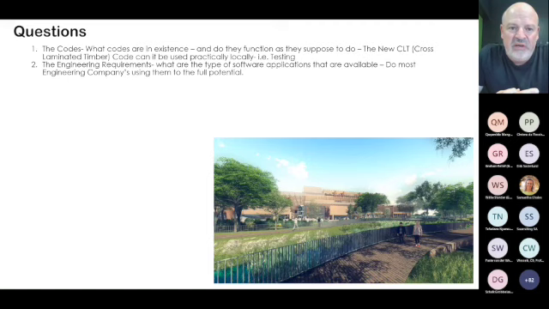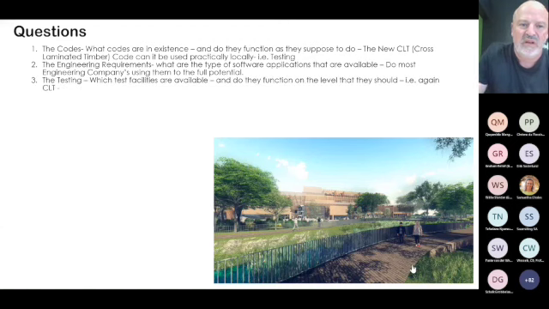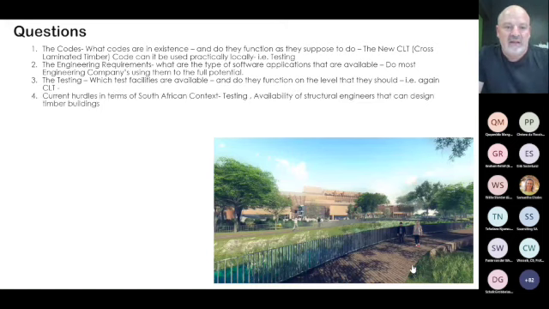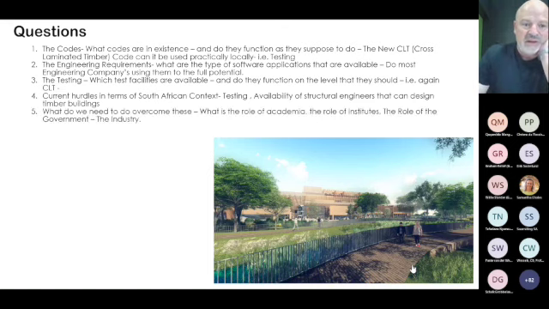The engineering requirements: what are the type of software applications that are available to most engineers, and do companies use them to their full potential? The testing: which test facilities are available and do they function on the level that they should? Again, looking at CLT. And then the current hurdles in terms of South African context: testing again, and availability of structural engineers that can design timber buildings.